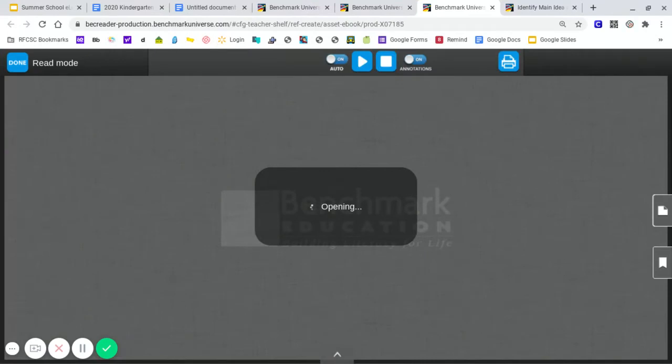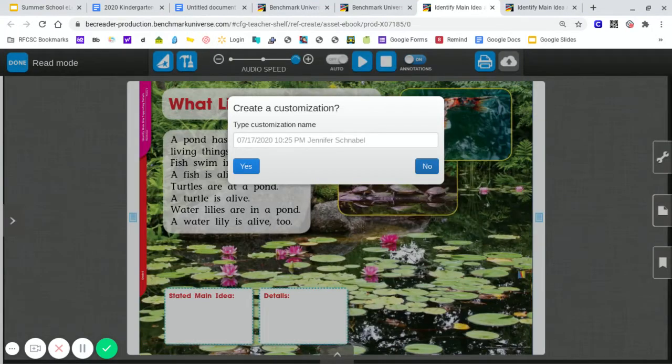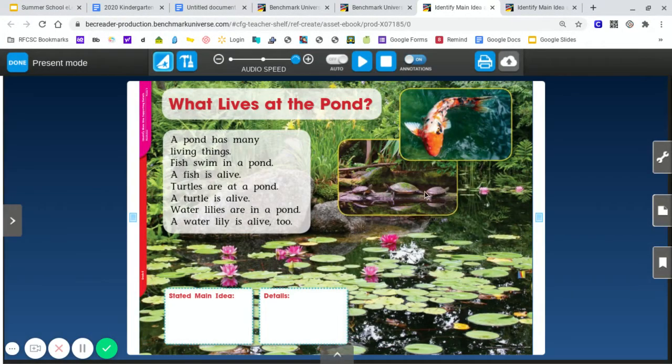All right. Let's look at this text. I'm going to go ahead and read this text to you. What lives at the pond? A pond has many living things. Fish swim in a pond. A fish is alive. Turtles are at a pond. A turtle is alive. Water lilies are in a pond. A water lily is alive too.